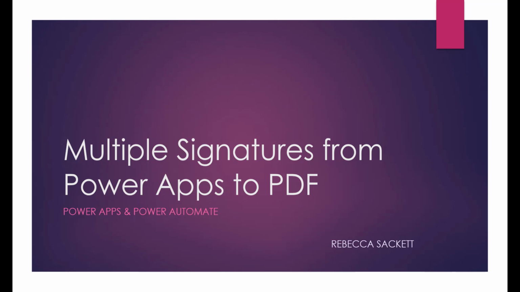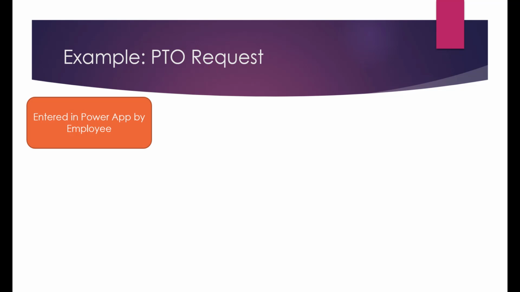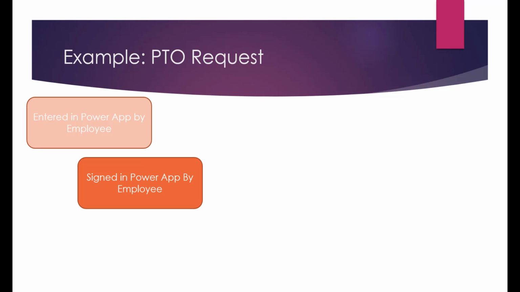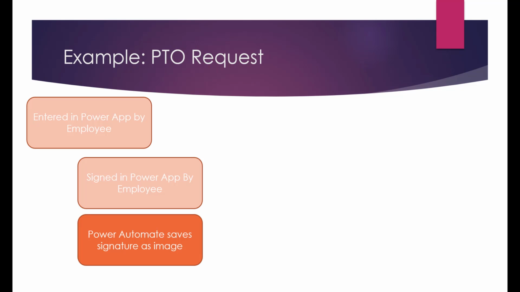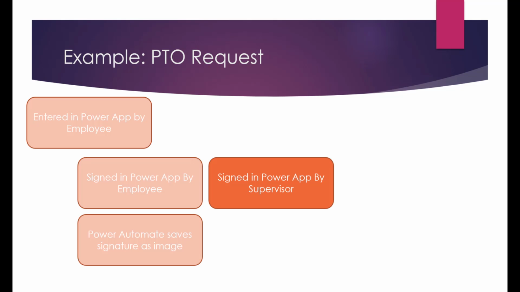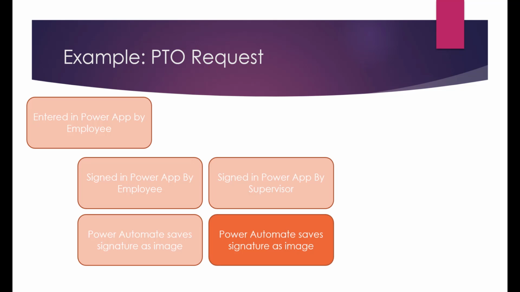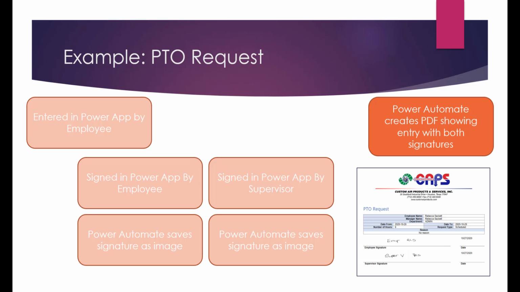When doing these types of classes, I like to use real-life examples. The one I created for today is a PTO request app. It's entered in by the employee in the app, and then the data is saved to a SharePoint list. Then it's signed by the employee in the app, and then we have a PowerAutomate that saves that signature as an image. And then the supervisor goes in and signs it in the app with a PowerAutomate that saves that signature as an image. And then the final piece is PowerAutomate creates the final PDF with both signatures and the data that's saved to the SharePoint list in a final document.